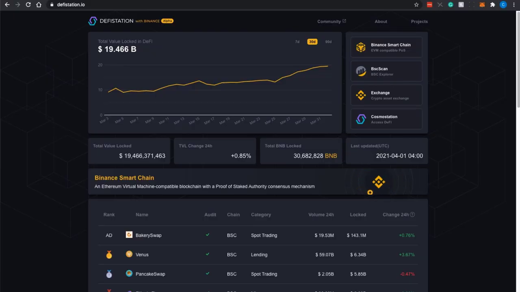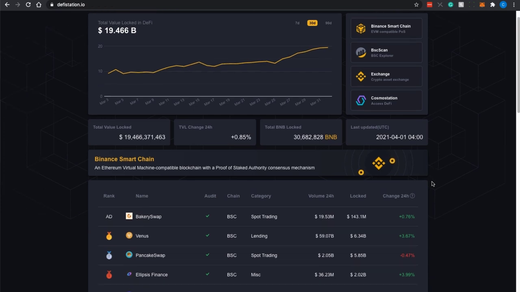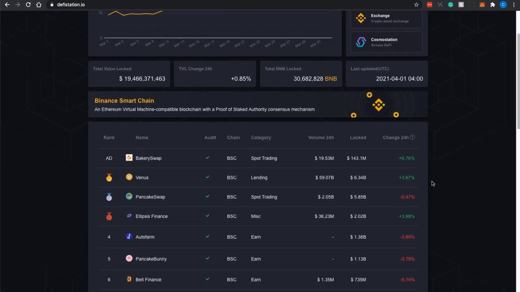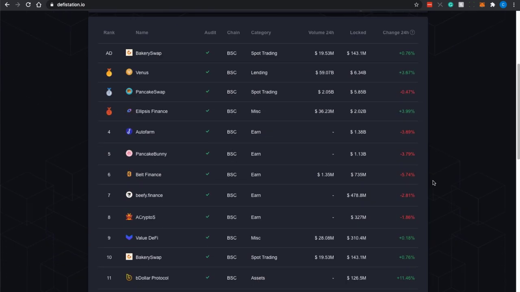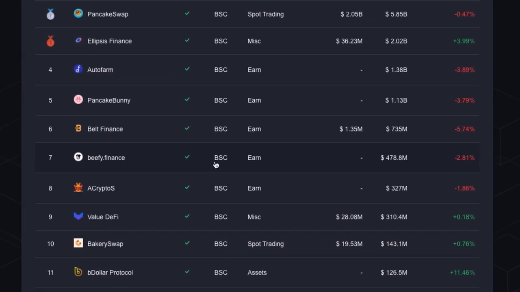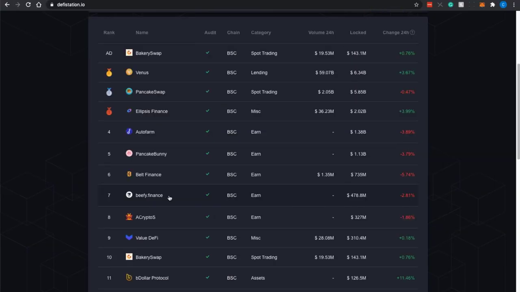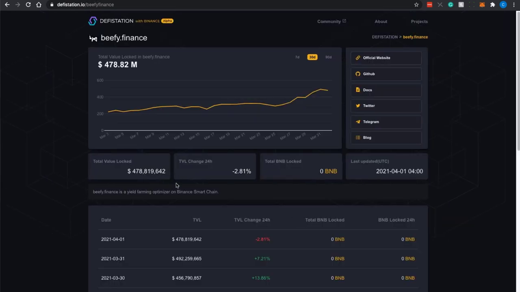With all new crypto projects that we are looking at, I will always go to defistation.io. And on defistation.io, I will just have a quick look at the up and coming crypto projects and some of their key statistics here. In this case, we are looking at Beefy Finance. It is under the BSC network and it is a yield farming optimizer or yield aggregator. And it has a total value locked of 480 million. This is just very basic statistics. And if you want to know more about Beefy Finance, just click on DeFi Station and you can review their website or their decentralized application as well as their social media channels.